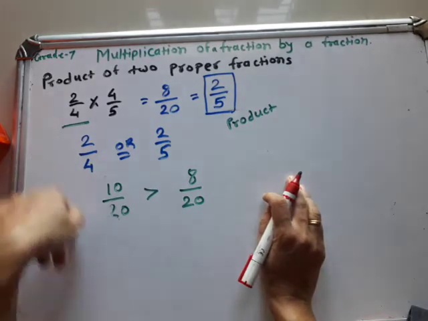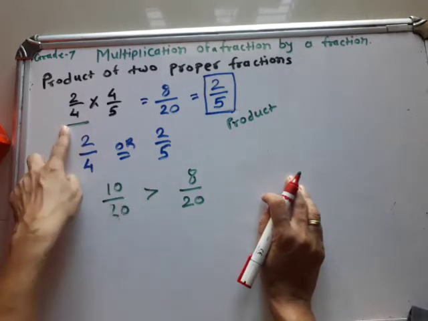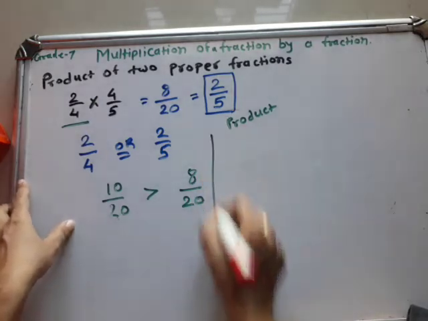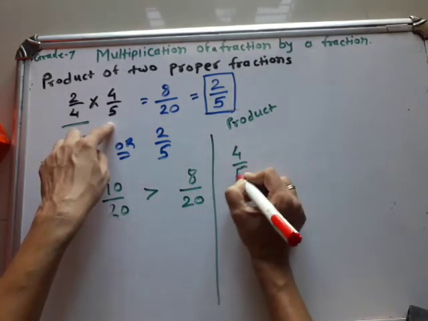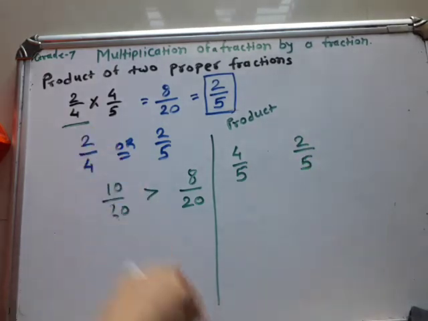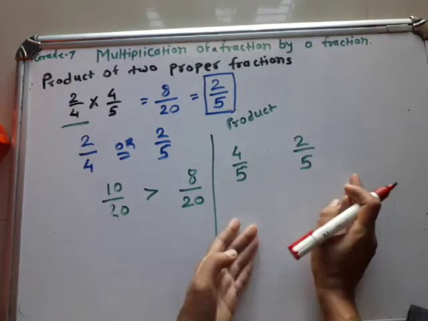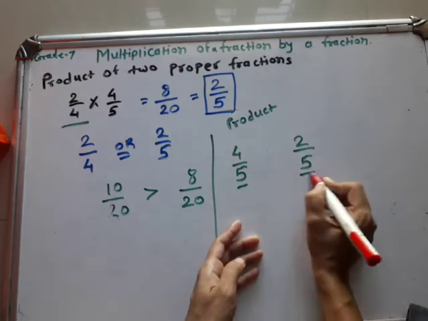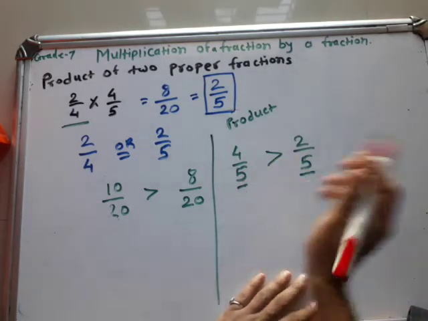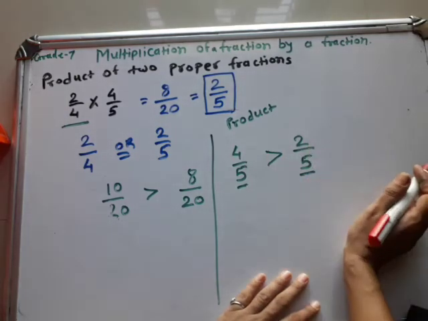Okay, so here we get the product is smaller than the fraction. Now we take 4 upon 5 and 2 upon 5. Here it is clear, the denominator is the same. So which fraction is greater? You already know that 4 upon 5 is greater, because 4 is greater than 2.